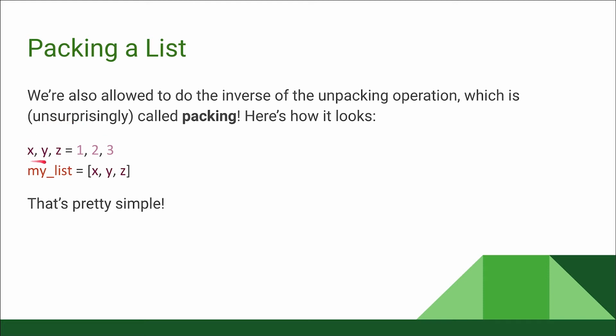We can make 3 variables. I'm going to call them x, y, and z. I'm going to give them the values 1, 2, and 3. And I can pack those variables into a list by just putting their names inside of square brackets. My list is going to equal the list with the values of x, y, and z stored inside of it. Super easy.